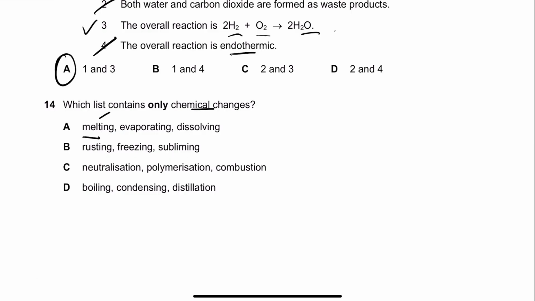Okay, then it says which list contains only chemical changes, so we have to only pick chemical. Melting is a physical change, I realize A is wrong. Rusting is a chemical change. Freezing again is a physical change. Subliming is a physical change. The reason being is physical change.